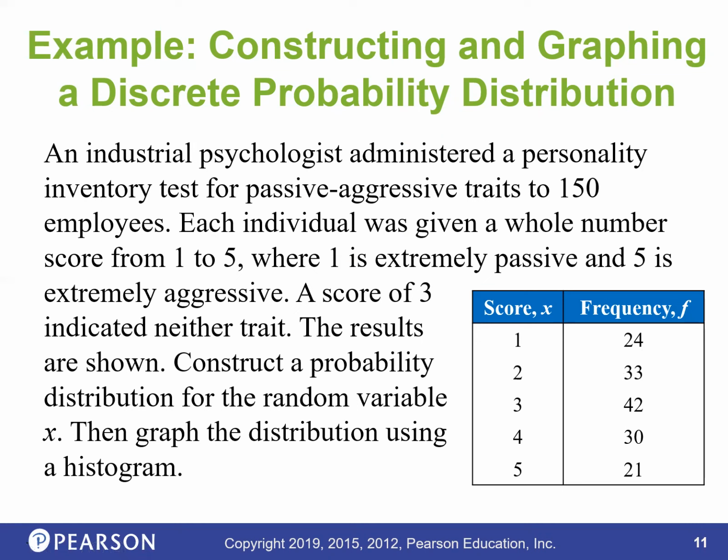First of all, is this discrete data? Absolutely. You can't get a score of 2.5, right? No, you either get a score of 1, 2, 3, 4, or 5. That's it, and that's what makes it discrete data. Next, let's go with frequency. Frequency is given here. So now the question is: what's the probability of a person scoring a 1?